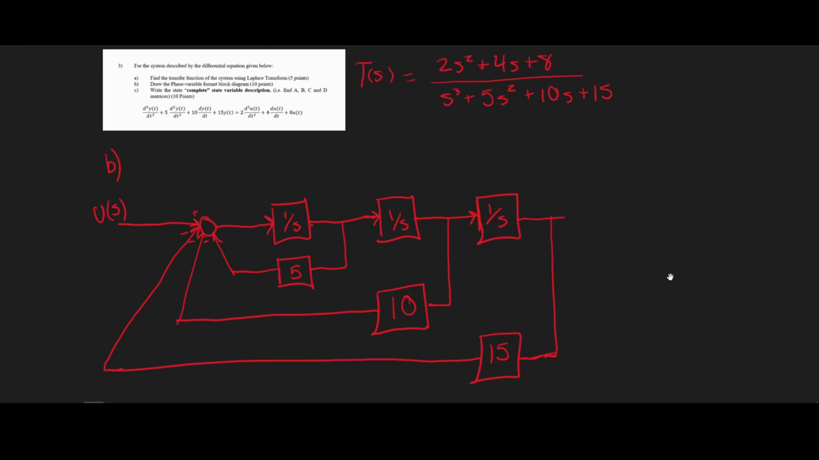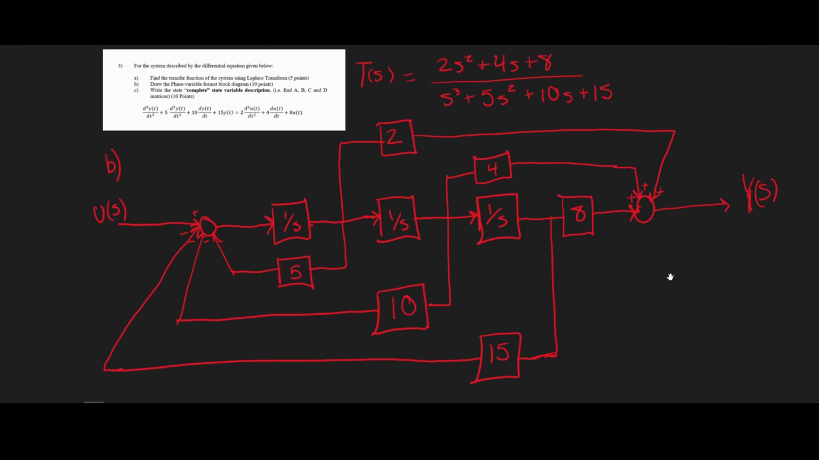We have a gain of 8 by itself, so we're going to have to add in that gain block before the summer on the end. For the gains up top, we got 4 coming from S. We have 2 coming from S squared. We have the output. And we are done with part B.